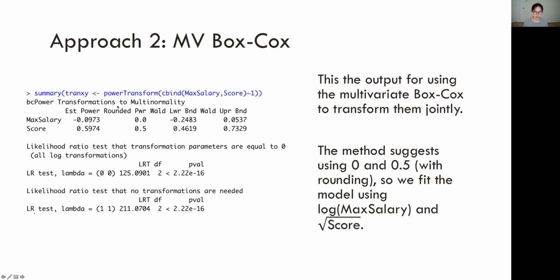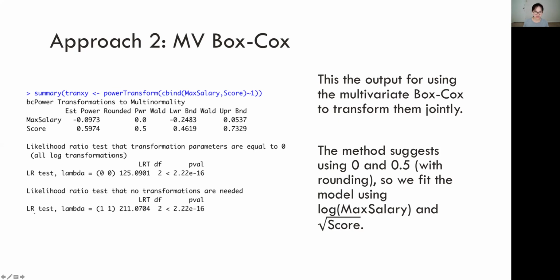This is how you can do it in R. I named this transformation trans XY, which is this power transform. I combined these two variables together and regressed on one, and did a summary of it. This output suggests that we use lambda equal to 0 for the response variable Y, and we use lambda equal to 0.5 for the predictor X. Remember that lambda equal to 0 corresponds to a log transformation, right?